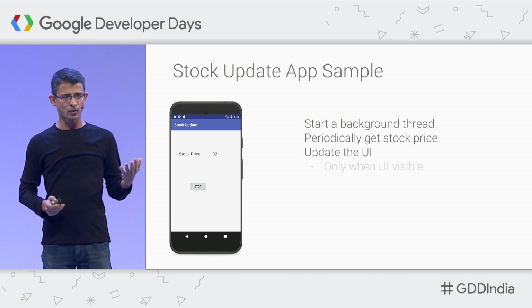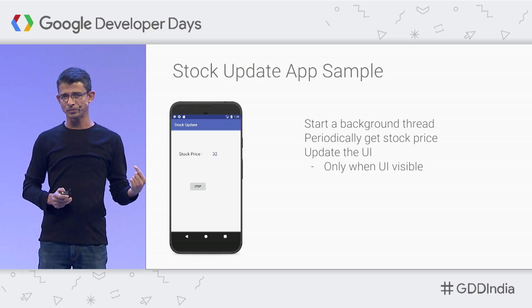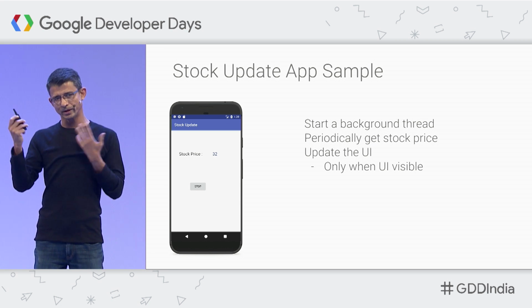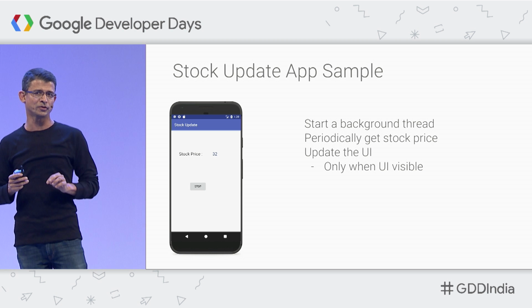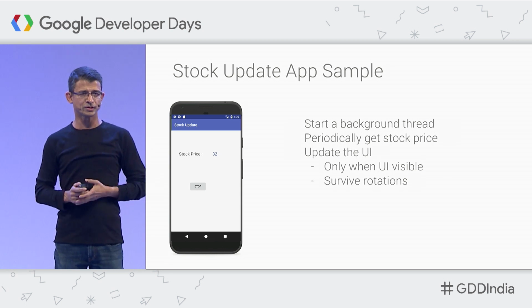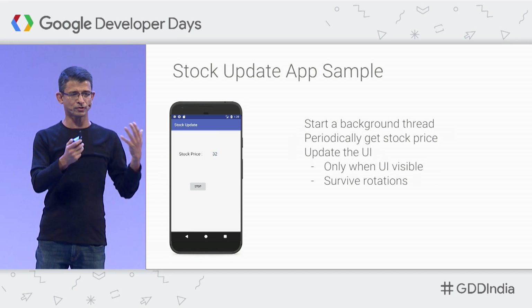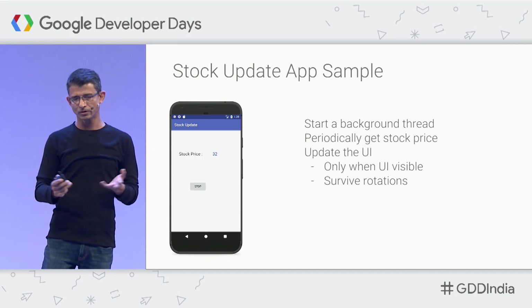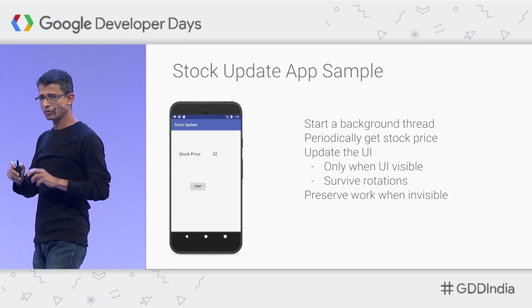You want to update the UI, but only update when the UI is visible. So you don't want to try to update when the activity is no longer there or the fragment is hidden or something like that. You also want to survive rotations or configuration changes in general. So you don't want to crash or destroy something or leak something. You also want to preserve the work.